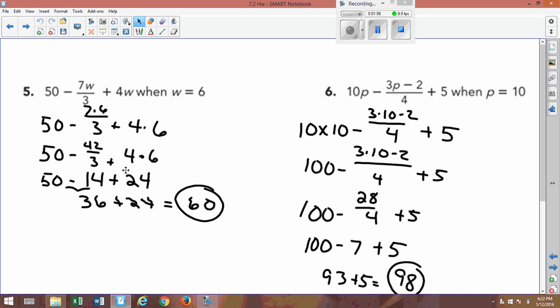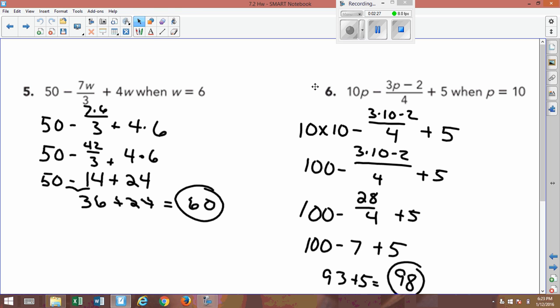Okay, the next problem, we're substituting all the w's with 6. So 50 minus 7w over 3 plus 4w. Okay, so that's 50 minus 7 times 6 divided by 3 plus 4 times 6. I then did the 6 times 7 right here and got 42 over 3 plus 4 times 6. I then did 4 times 6 is 24. 50 minus 14 is 36 plus 24 is 60.